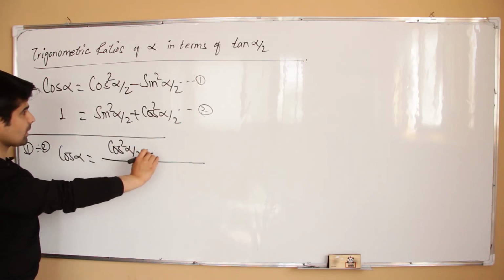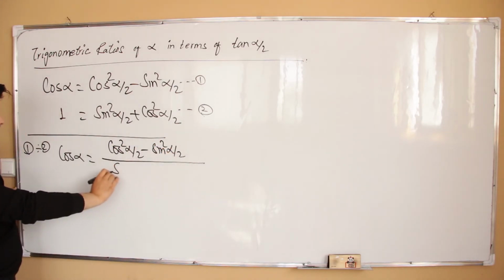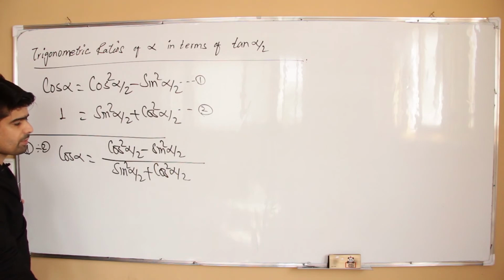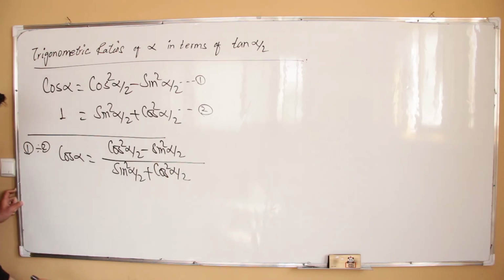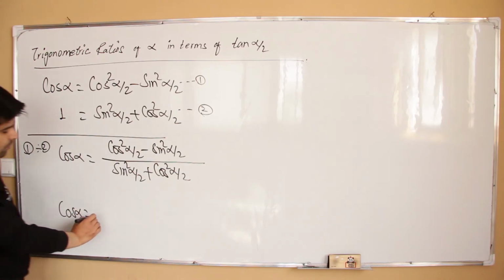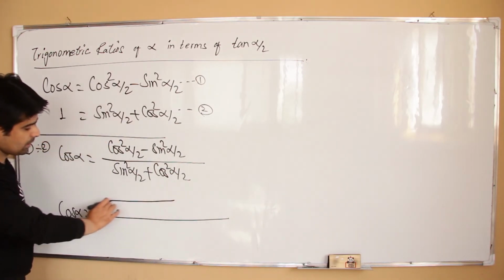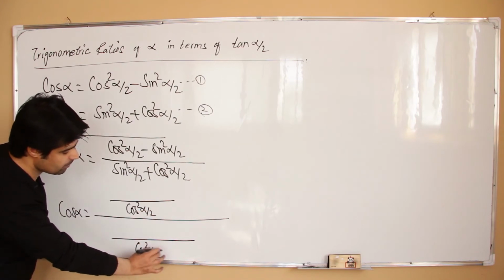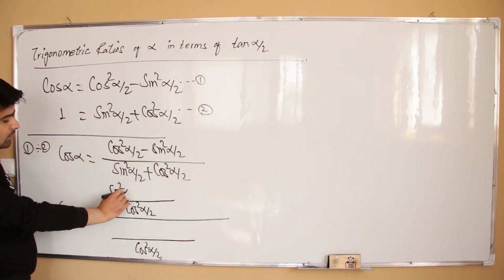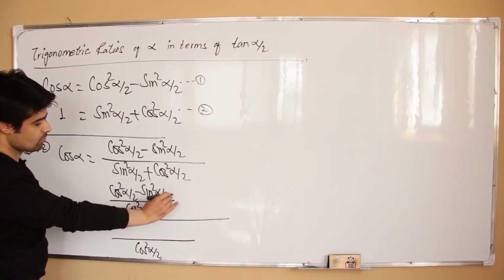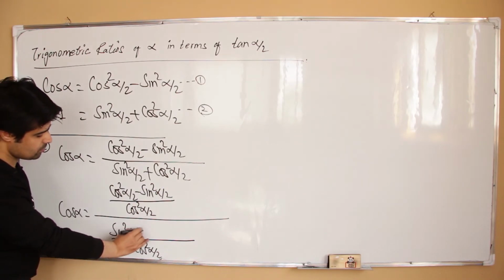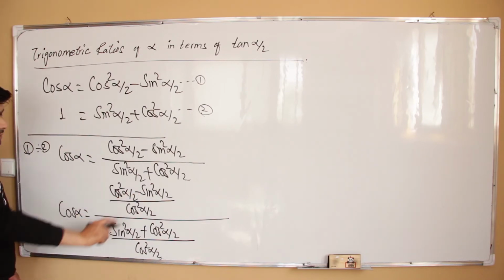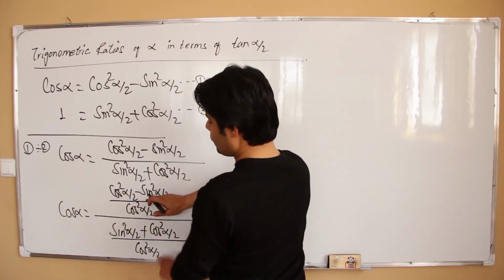Cosine square of alpha by 2 minus sine square of alpha by 2, over sine square of alpha by 2 plus cosine square of alpha by 2. Now both numerator and denominator I want to divide by cosine square of alpha by 2, so that we are able to define tangent. What's the numerator? Cosine square of alpha by 2 minus sine square of alpha by 2, and here sine square of alpha by 2 plus cosine square of alpha by 2. Am I right? Yes. Now we can separate according to division of polynomial by monomial.